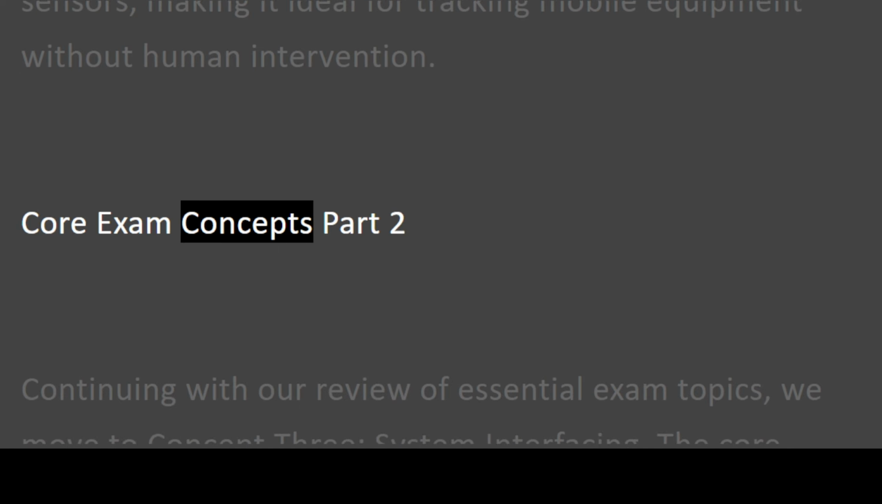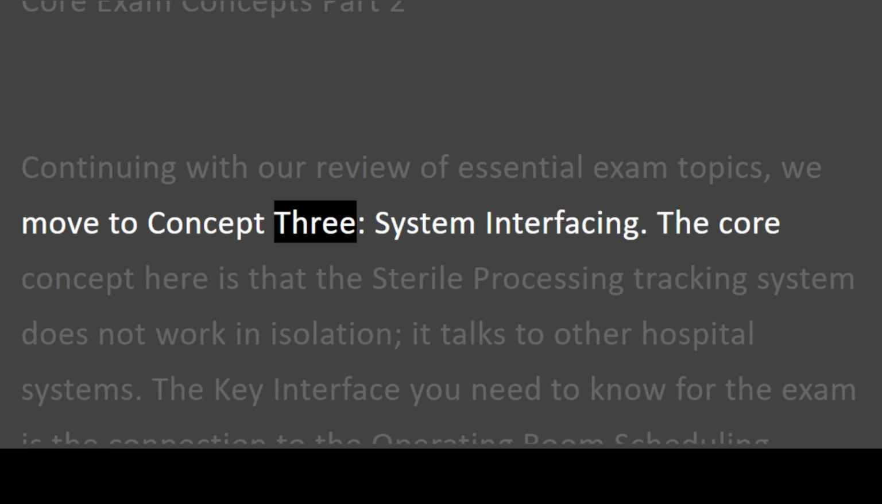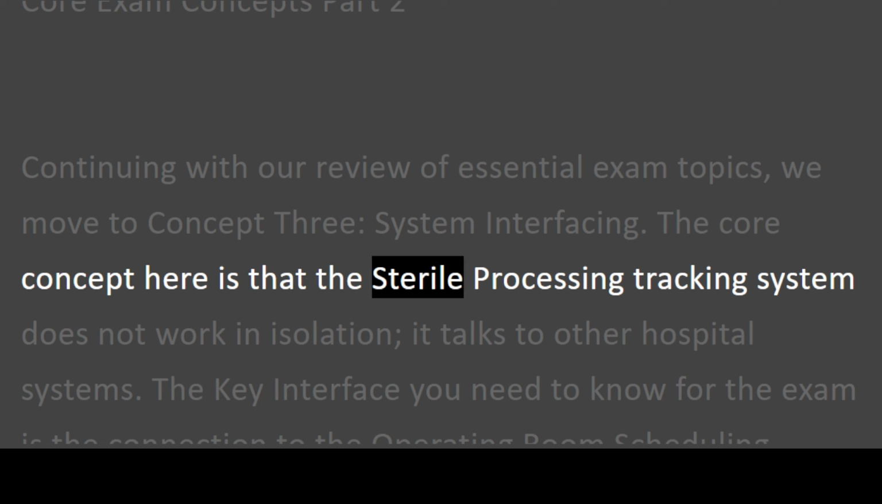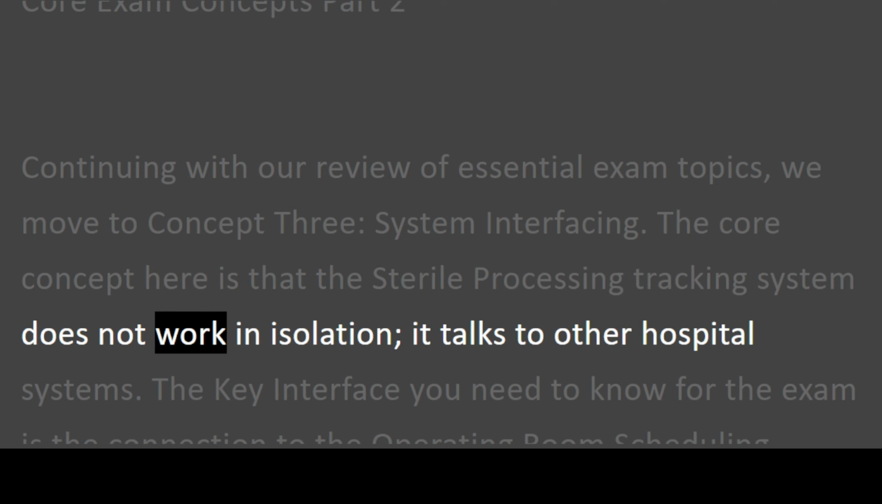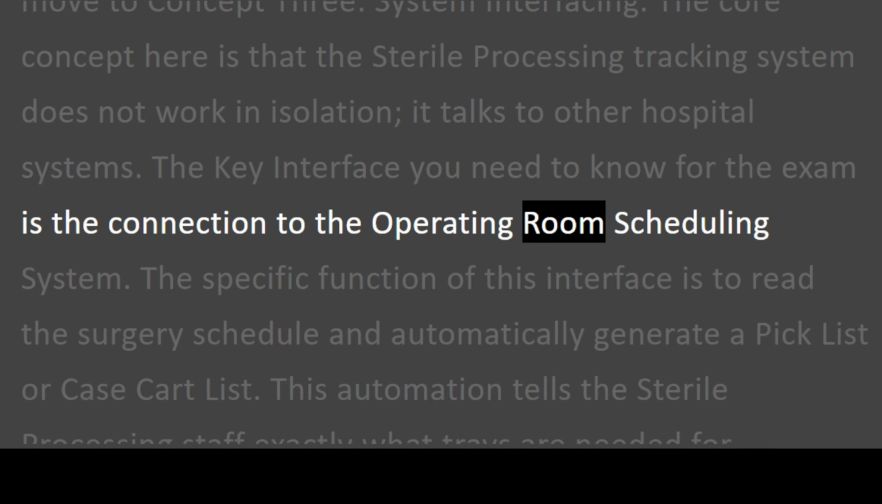Core Exam Concepts Part 2. Continuing with our review of essential exam topics, we move to Concept 3, System Interfacing. The core concept here is that the sterile processing tracking system does not work in isolation, it talks to other hospital systems. The key interface you need to know for the exam is the connection to the operating room scheduling system.